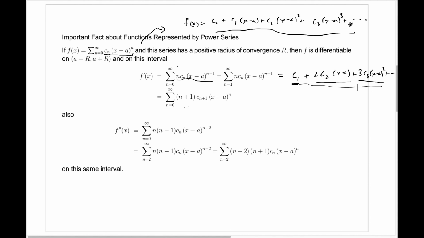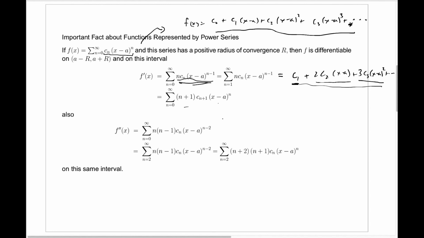Now, if you can take a power series that represents a function and differentiate it to get a series that represents the derivative of the function, you can do it again. So if f prime of x is given by this series, f double prime is just the derivative of this series. So we can take, I believe I use this form here, differentiate each term. The derivative of n c sub n x minus a to the n minus 1 is just n times n minus 1 c sub n x minus a to the n minus 2. And again, we're starting from n equals 0.